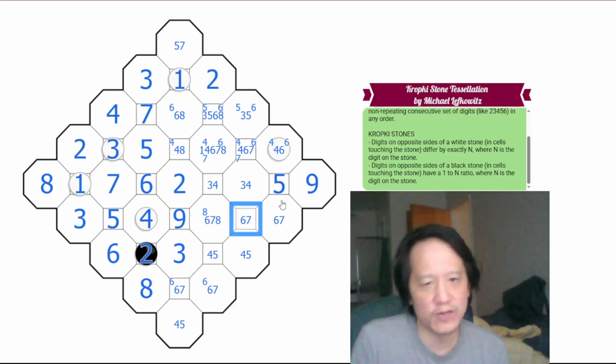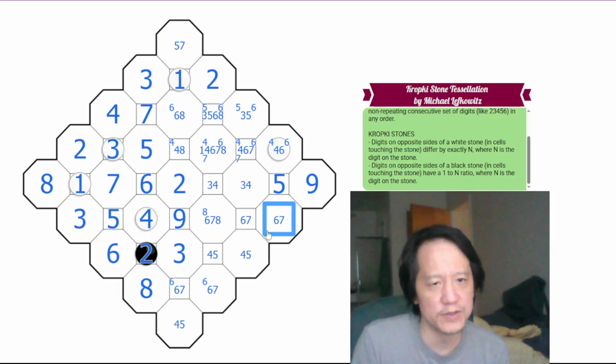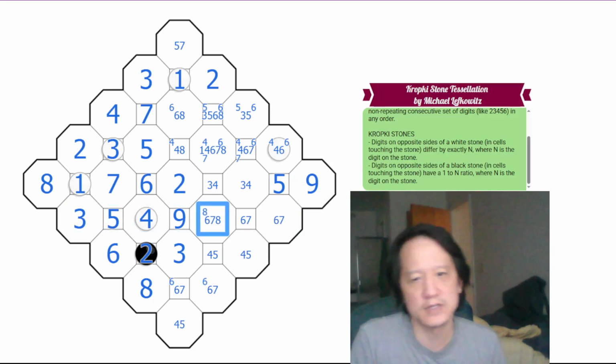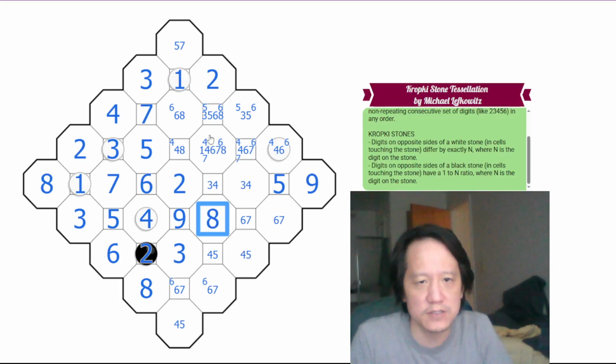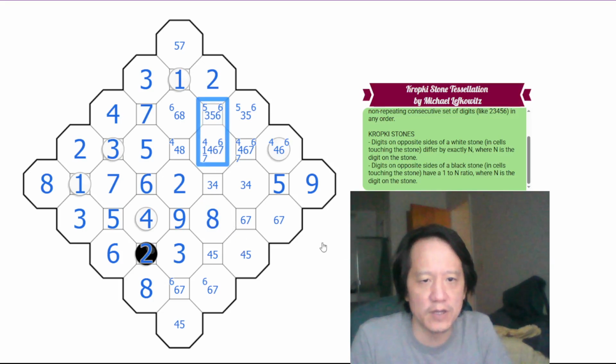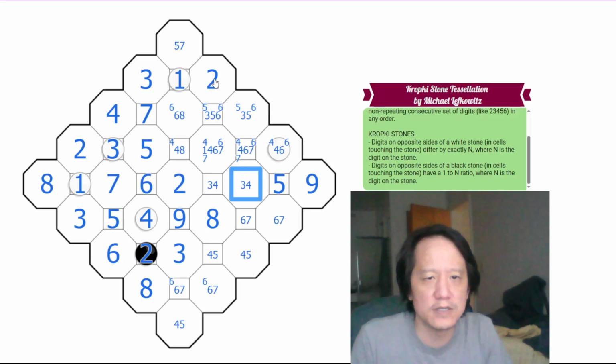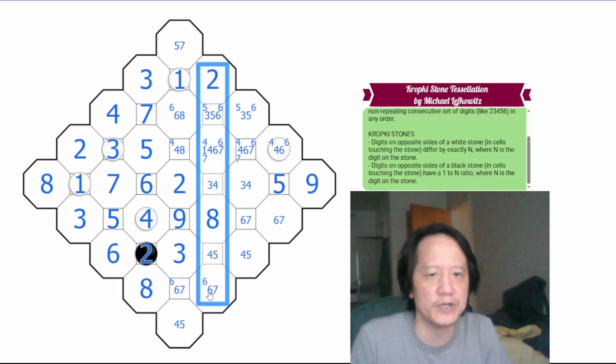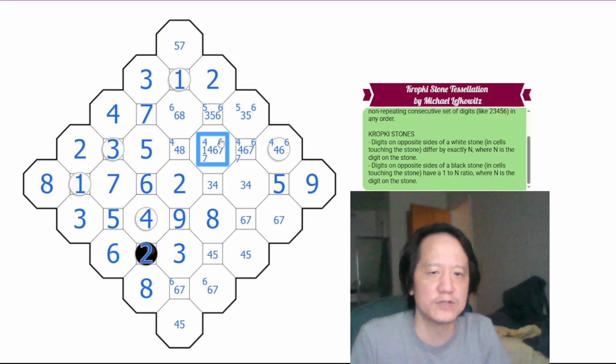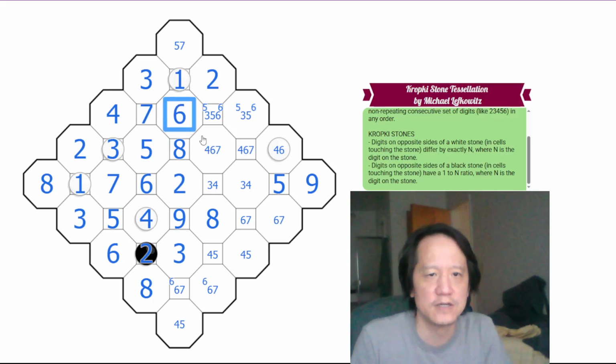We have a 6, 7 pair in this row here. That eliminates 6, 7 in the rest of the row, so this is 8, which means none of these can be 8. This has to be 2 through 8 here to fulfill that, so this can never be 1. We have a 4, 6, 7 triplet, which eliminates 4, 6, and 7 in the rest of the row, so this can't be 4. This is 8, which means this can't be 8. That's 6, which means neither of these can be 6.